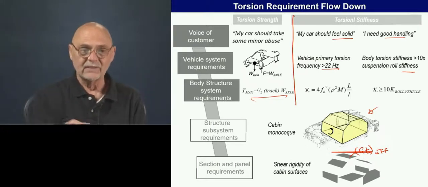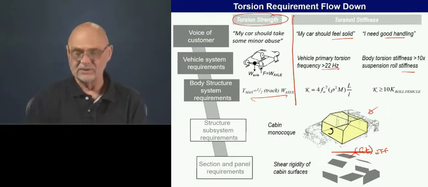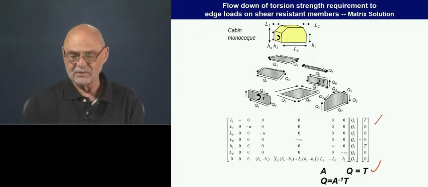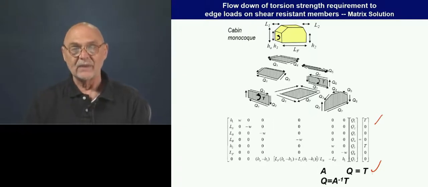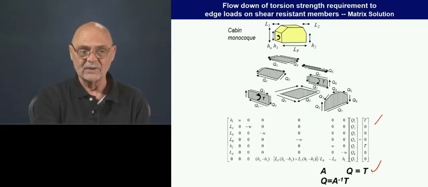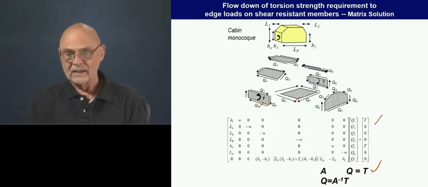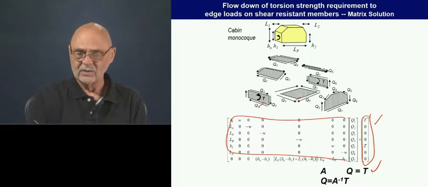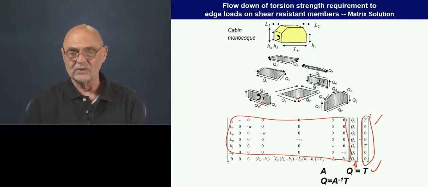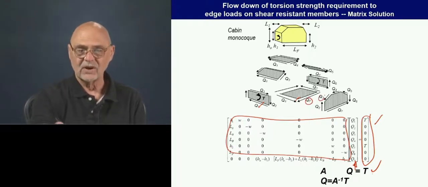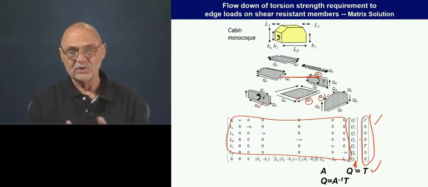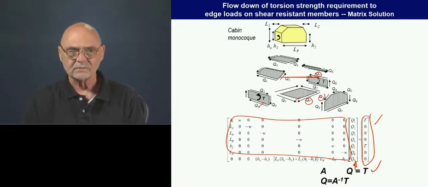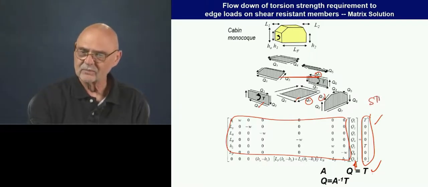When we flowed down the strength requirements, we came up with a matrix formulation derived from free body diagrams of each of the elements. Then, knowing the applied torque and the geometry of the car, we could calculate this Q vector, which is all the forces throughout the car. As we're designing those elements, we can apply this analysis to them. So this was strength.